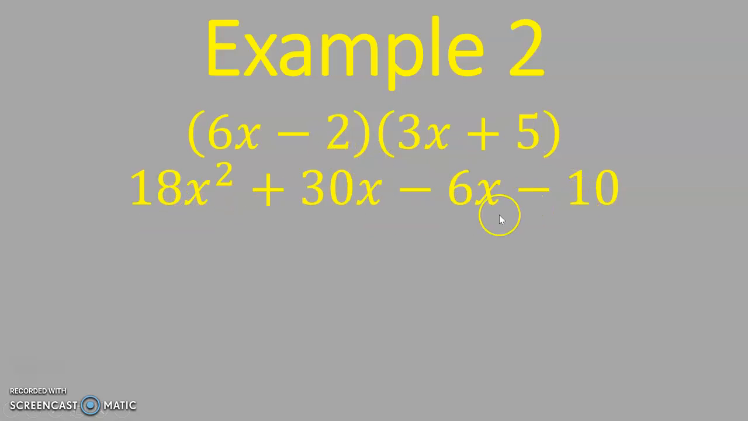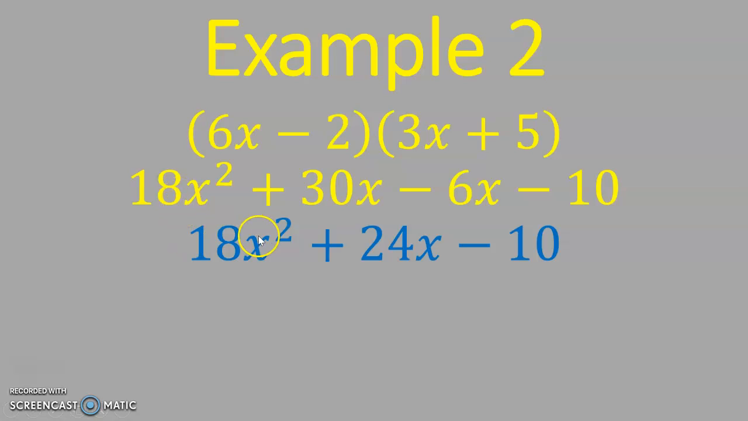This is actually going to be a trinomial. It looks like a 4-term polynomial, but these two middle terms are like terms. Be careful here. You retain the 18x squared, you retain the negative 10, but these two middle terms will add to 24x. Now you do not add exponents, remember, if I'm adding or subtracting, so that should not be squared.